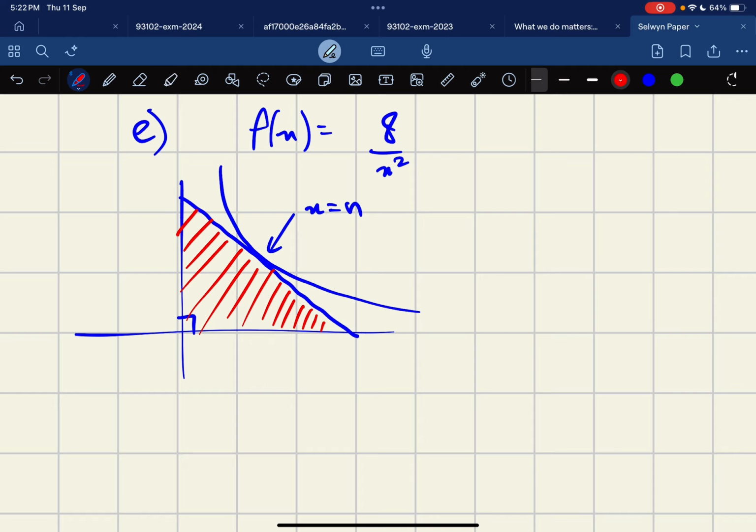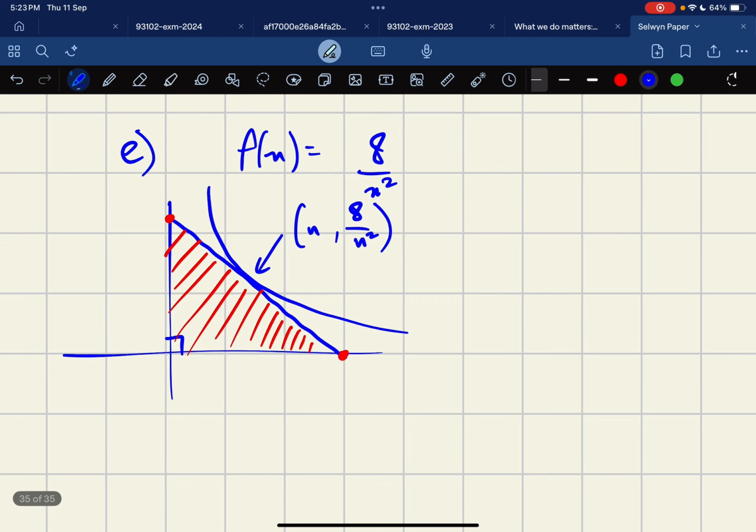So how do we find this area? Well, we need the base and the height. It's a right angle triangle, so we just need to know the base and the height. And in order to solve for the base and height, we need to know the y-intercept and the x-intercept of this tangent equation, which means that we need to find the equation of that tangent at that point. So that is our goal here. And we know that the tangent is at x equals n. So the x-coordinate is n, and the y-coordinate is going to be 8 over n squared.